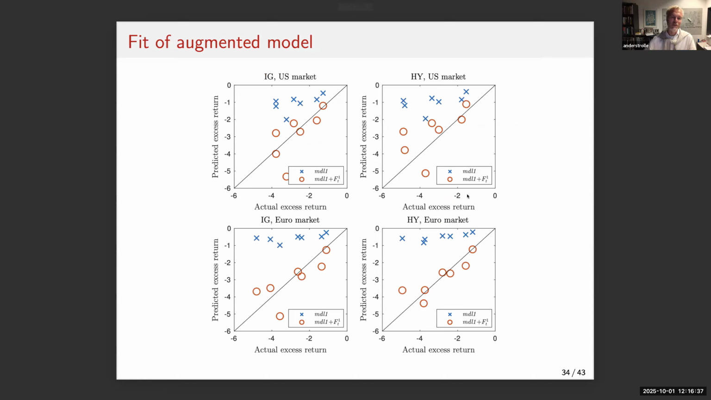Just as an illustration of the improvement in fit, here we take the factor pricing model and plot the predicted excess return against the actual excess return. And of course, if the fit is perfect, we should lie on this 45-degree line. The blue crosses are for the pure equity-based model, and the red circles are when we augment that equity-based model with the credit-specific factor. So we see a very significant improvement in the fit.